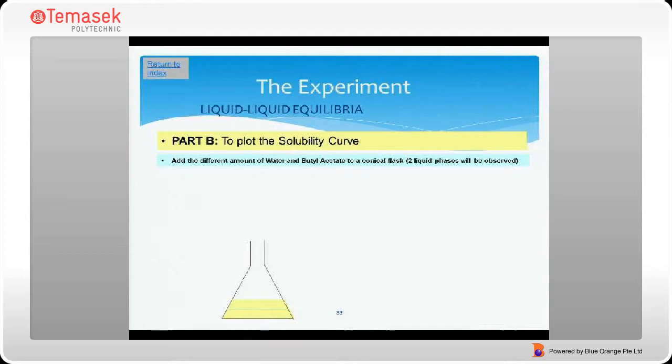Part B will enable you to plot the solubility curve. First, we add the different amounts of water and butyl acetate into a conical flask. As they are insoluble, 2 liquid phases will be observed. Add methyl red indicator to observe the 2 phases more clearly.